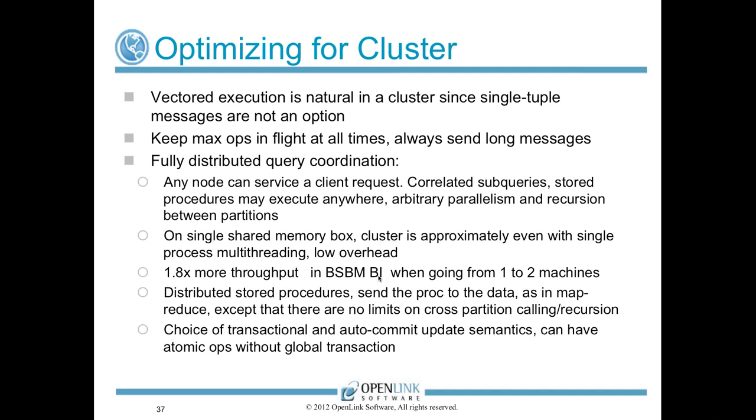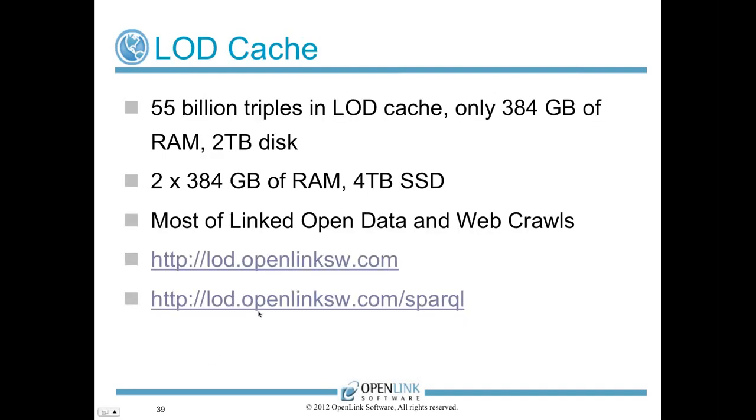Okay, so there are some deployments of the cluster. Let's say the LOD cache, which is some 55 billion triples. It's running on 2 boxes with 384 gig each, and only 4 terabytes of SSD. And this includes all literals, everything. So again, we could not do this if we did not have the amazing space efficiency we get from the column store technology.